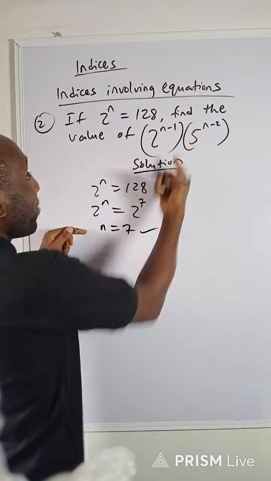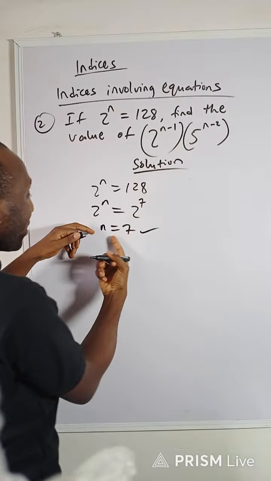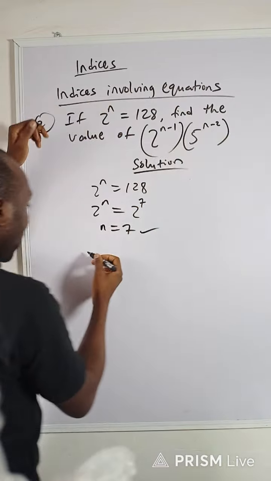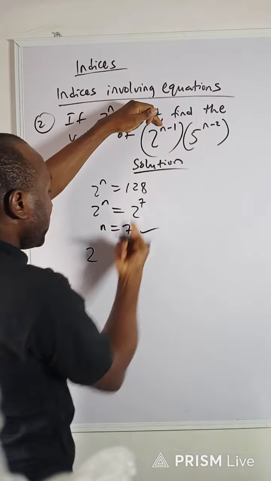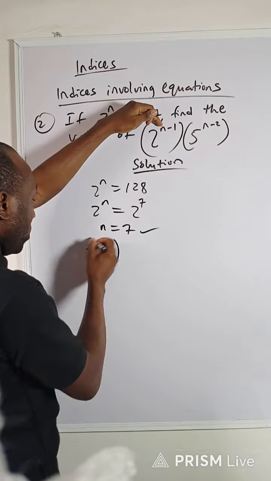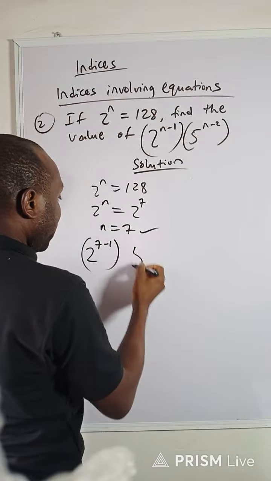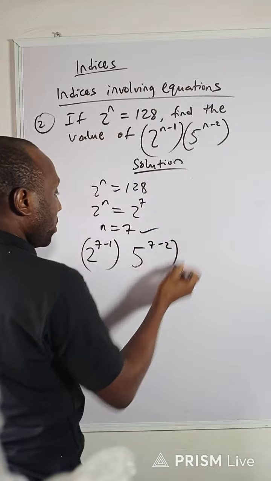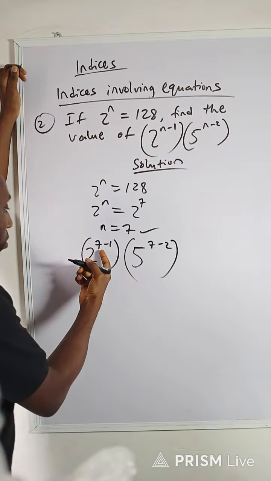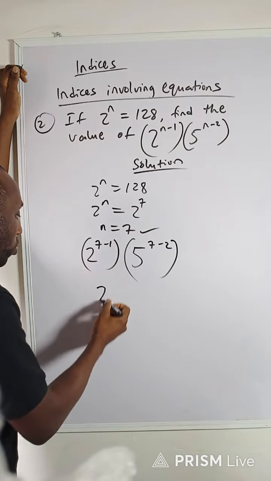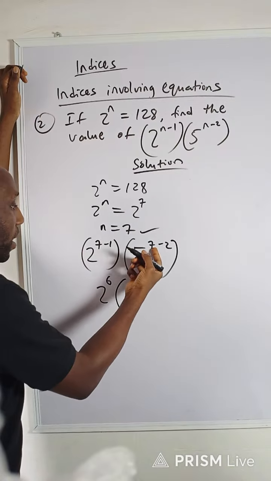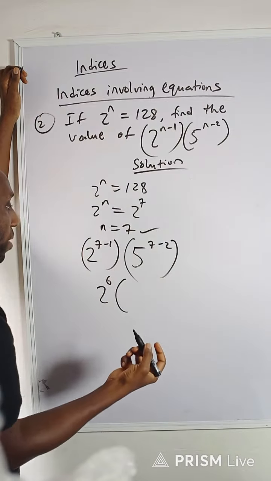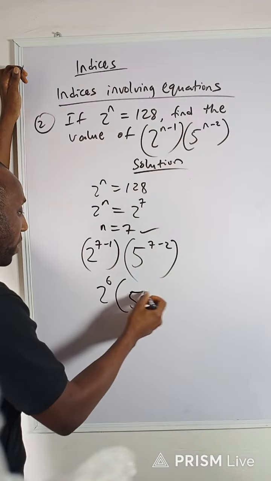Now that we have n at 7, I'm going to come to this expression and plug in 7 for n here. So we have 2 raised to the power, remember, n is 7, 7 minus 1, and then 5 raised to 7 minus 2. You see that? Easy. So 7 minus 1 is what? 6. That's 2 raised to the power 6. And 7 minus 2, what would that give you? That's 5. So 5 raised to the power 5.